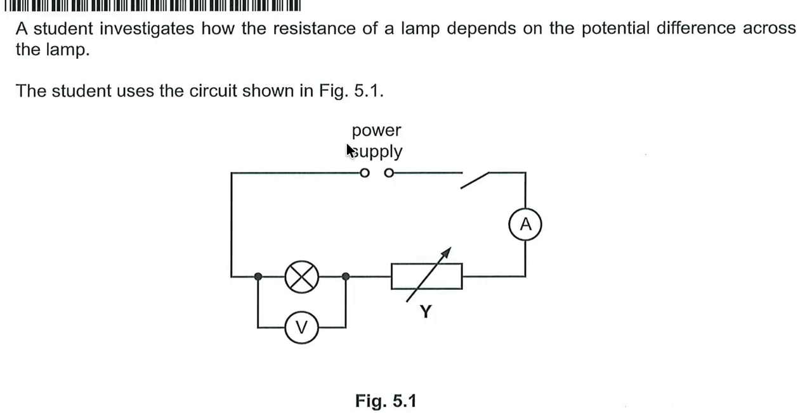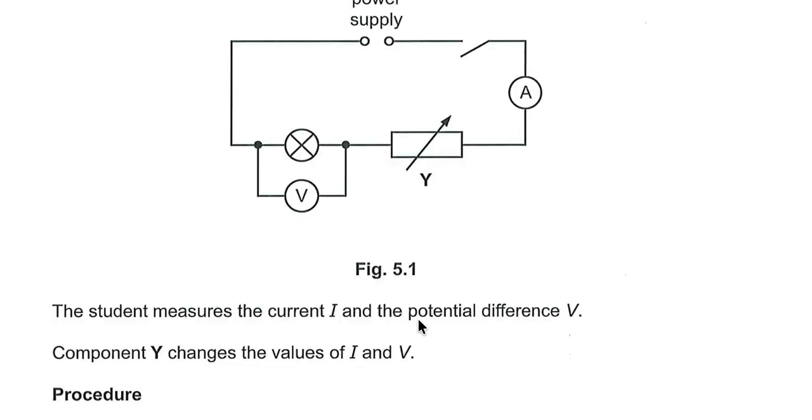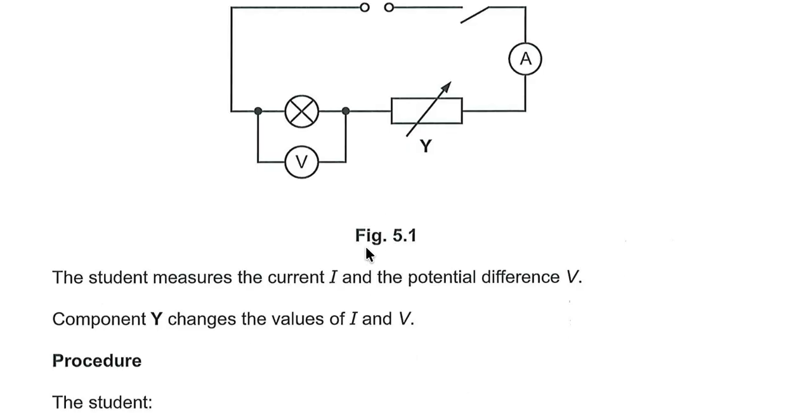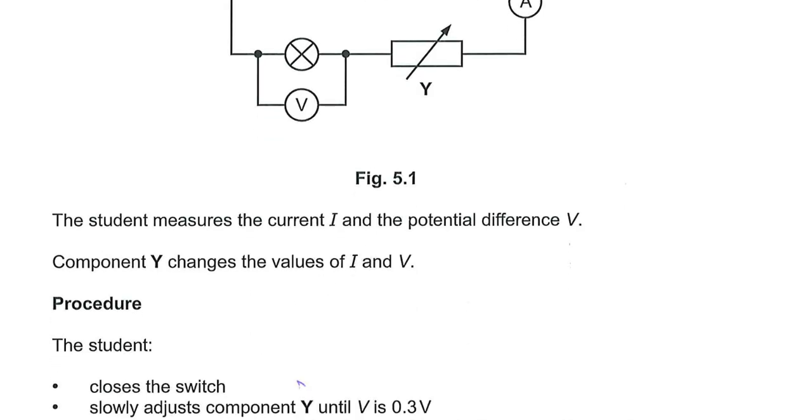Okay, we've got our setup. Now we should be aware of this. Big red flag: they've put a letter Y next to this thing here. You're going to be asked what that's called, okay? Because any unnamed component is usually something that you will have to understand or name. We're told a procedure: we slowly adjust component Y until V is equal to 0.3.